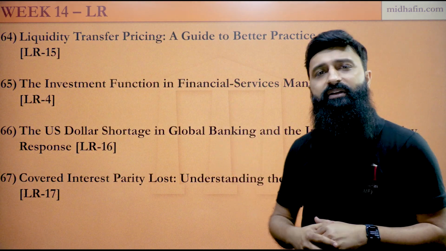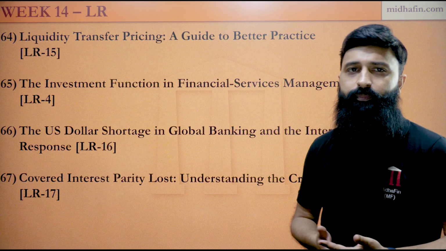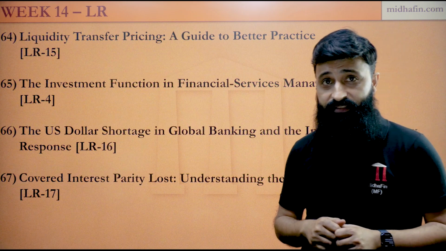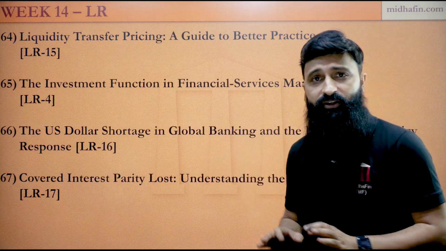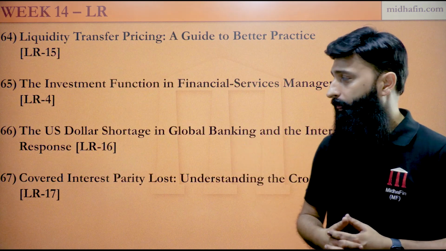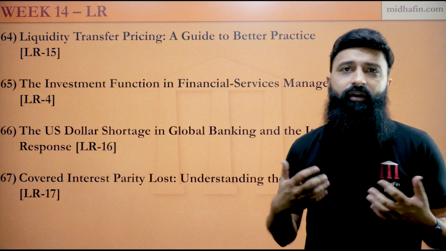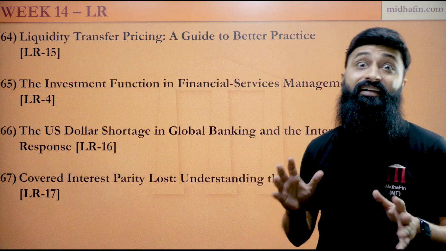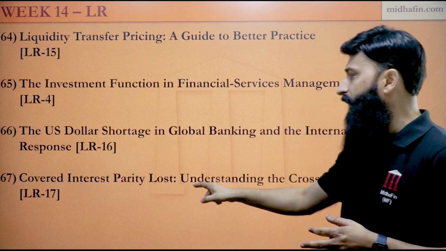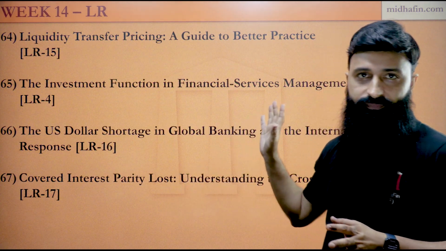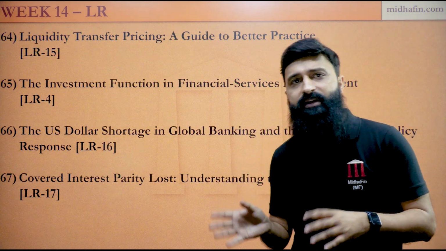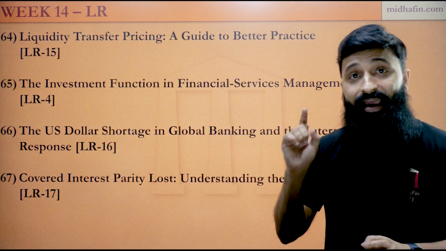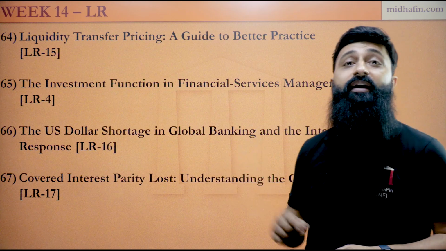Then you have US dollar shortage in global banking and the international policy response. This chapter identifies causes of the US dollar shortage during the great financial crisis. It assesses maturity and currency mismatch and discusses central bank swap agreements. So this chapter will help you understand global liquidity issues, managing currency maturity mismatches in international banking. Then covered interest parity lost. It will differentiate first between FX swaps and cross currency swaps. It will identify different factors affecting the cross currency swap basis and assess causes of covered interest rate parity violations.